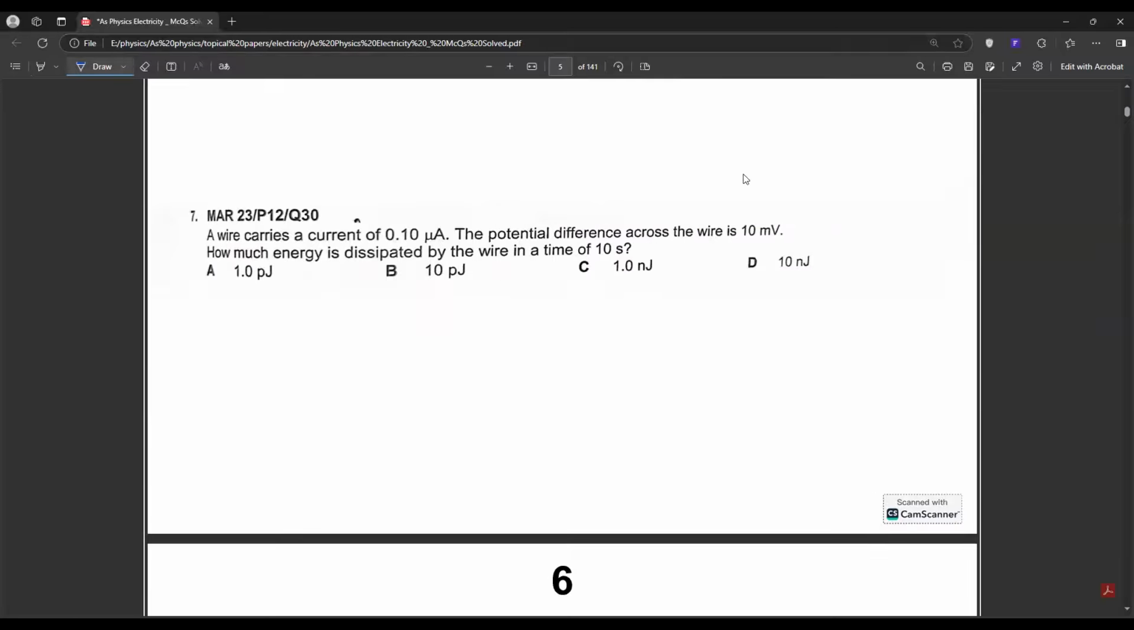Let's further move ahead. A wire carries a current of 0.1 microampere. The potential difference across the wire is this. How much energy is dissipated by the wire in a time of 10 seconds? So we have to calculate work done. Voltage is equal to work done over charge. What is your voltage? 10 millivolts. 10 into 10 to the power of minus 3 multiplied by the charge. Actually, we don't have the charge, but we have current and time. Charge is equal to current into time. What is your current? 0.1 into 10 to the power of minus 6. Your time is what? 10 seconds.